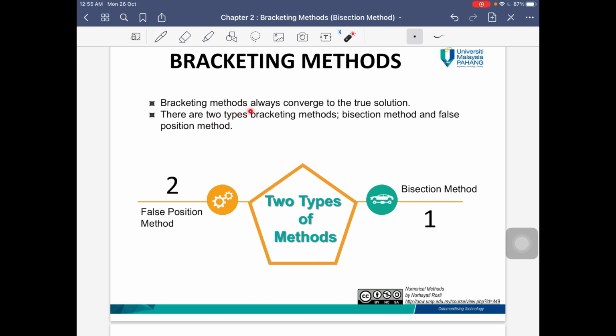So bracketing methods always converge to the true solution. That's why our starting lower and upper limit must guarantee that it brackets our roots. There are two types of bracketing methods. The first one is the bisection method, and the second one is the false position method. So we will start with our first discussion. We will look at the bisection method.